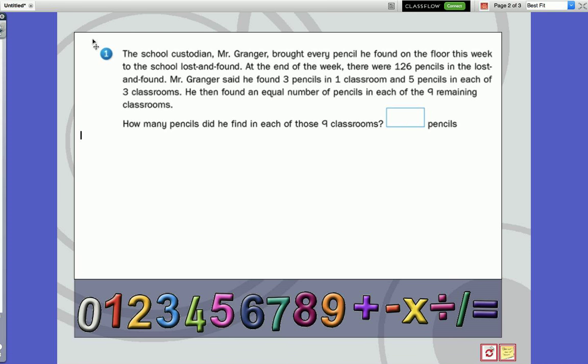So remember the steps to solving number stories. Step number 1, you have to be able to understand the problem. Step number 2, you have to make a plan for how you're going to solve it. Step 3, solve the problem. And then step 4, check to make sure your answer is reasonable.